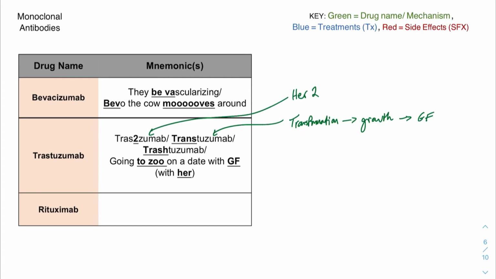So then lastly for this one, it's the idea of you're going to the zoo, as in, I think this is the only drug in our Excel spreadsheet that has this to zoo phrase.